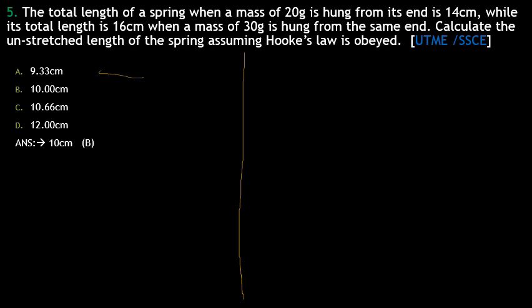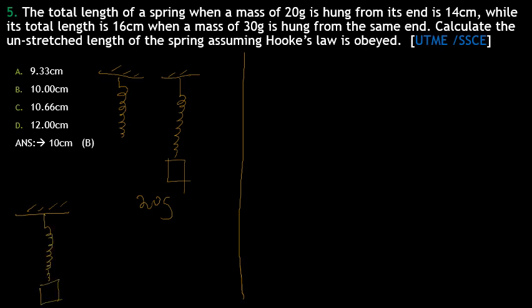So let's imagine we have this. When no mass is attached to the spring, this is the original length of the spring. Then when a mass of 20 gram is attached to it, we have this. When a mass of 30 gram is attached to it, the length here is, that's the total length when a mass of 20 gram is hung at the free end is 14 cm, whereas here the length is 16 cm.